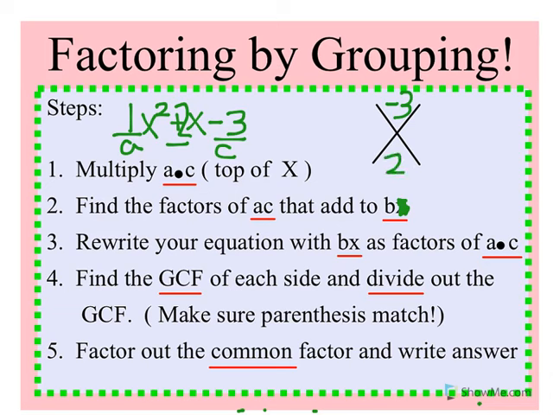Our goal will then be, step 3, to rewrite the equation with bx as factors of a times c. We will then find the GCF of each side and divide out the GCF. We will make sure our parentheses match. We will then factor out the common factor and write our answer. Once you have those directions written down, go ahead and move on. But take a moment and pause it to make sure you get your steps.